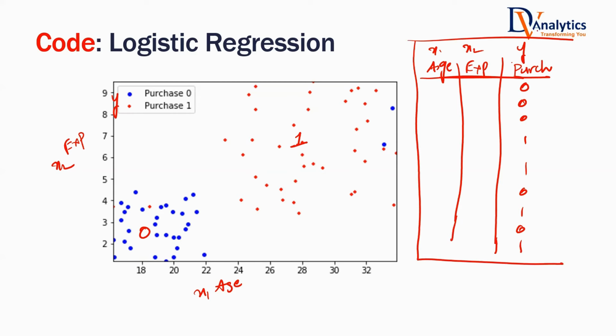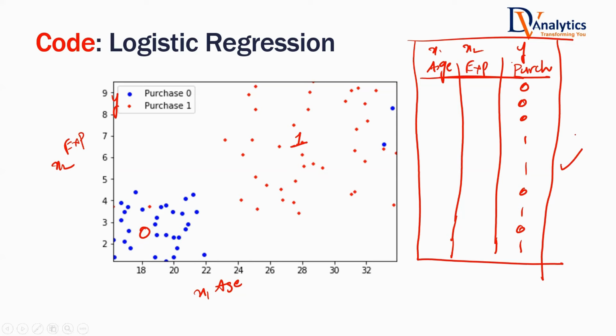This is my data. So by using age and years of experience, I want to predict whether a particular employee, a particular person, will buy the product or not. If it is class 0, that means the person is not going to buy. If it is class 1, the person is going to buy. Now, if I build a logistic regression line, I will get the predicted values.